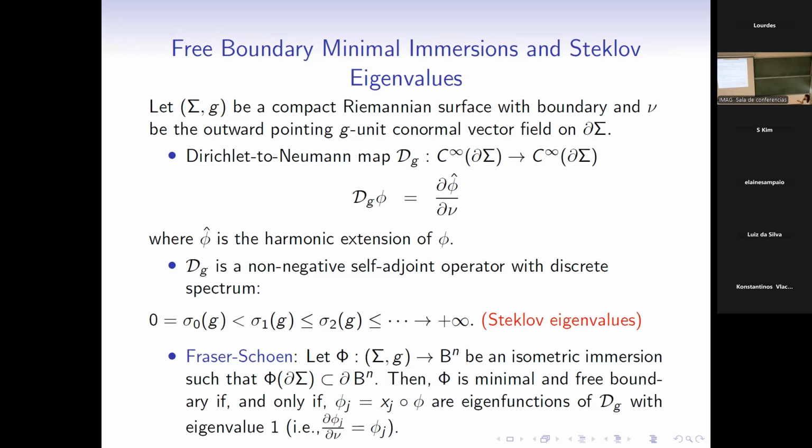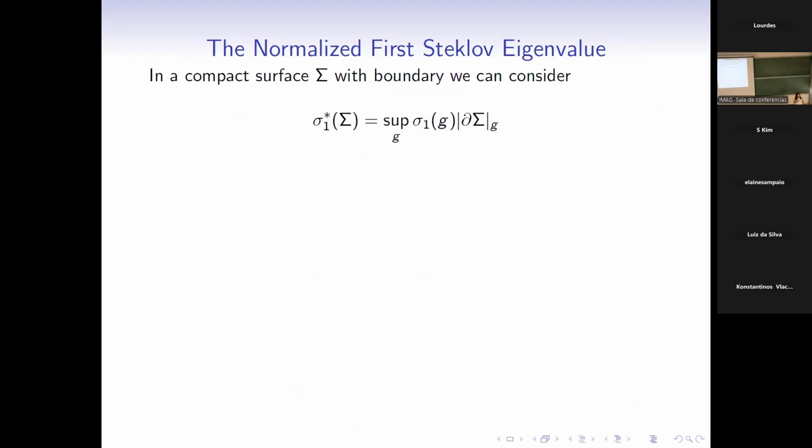They proved that if you have an isometric immersion that is proper, boundary to the boundary of a ball, then this immersion will be minimal and free boundary if and only if the coordinate functions are Steklov eigenfunctions with eigenvalue 1. So the normal derivative of each coordinate function is itself.